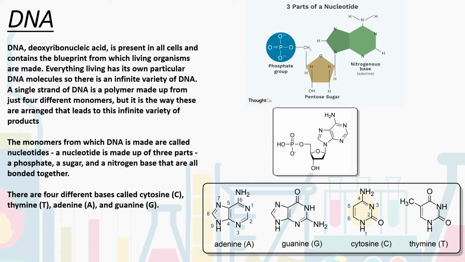And so the monomers that DNA is made from are called nucleotides. And a nucleotide itself is made up of 3 parts: a phosphate group, a sugar, and a nitrogen base. And these are all bonded together, as you can see at the top.